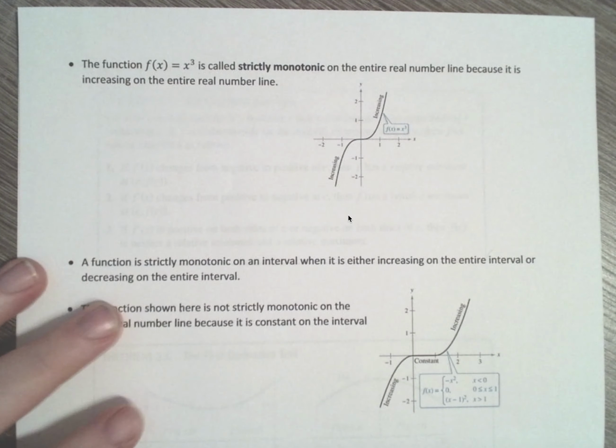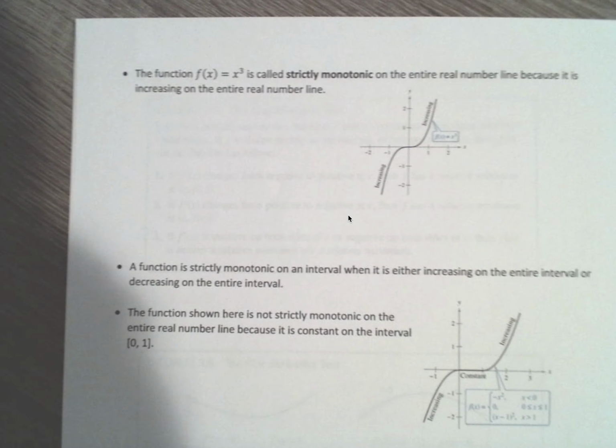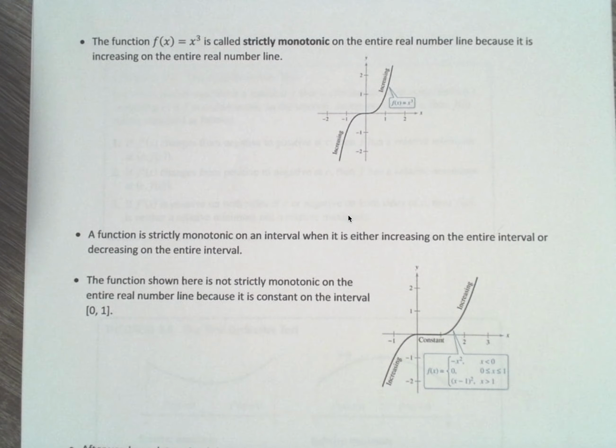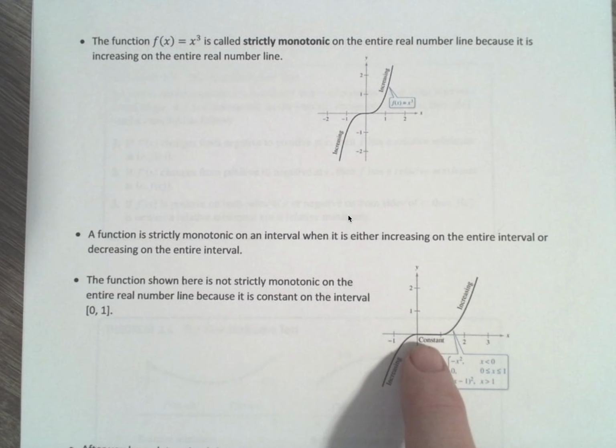We're at the top of the notes now on the next page. Let me turn this a little bit. All right, so the function f of x equals x cubed is called strictly monotonic on the entire real number line because it is increasing on the entire real number line. That function is always increasing. A function is strictly monotonic if it's either increasing on the entire interval or decreasing. It does not have to be just an increasing function. The function shown here is not strictly monotonic because we do have a part where we are constant right in here. So not completely monotonic.